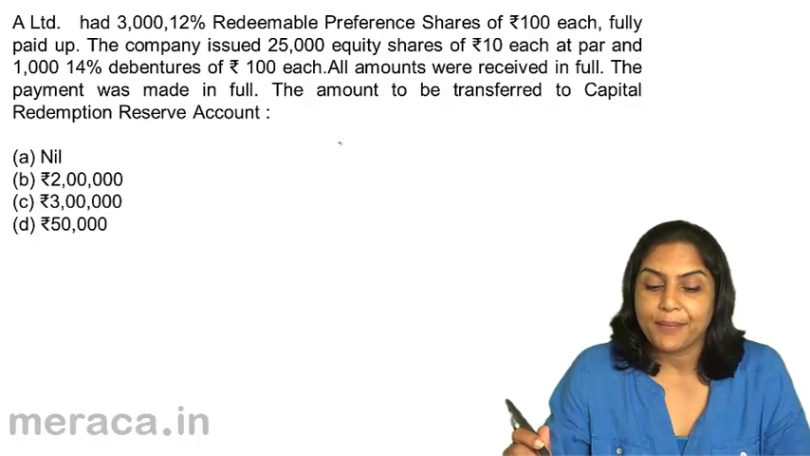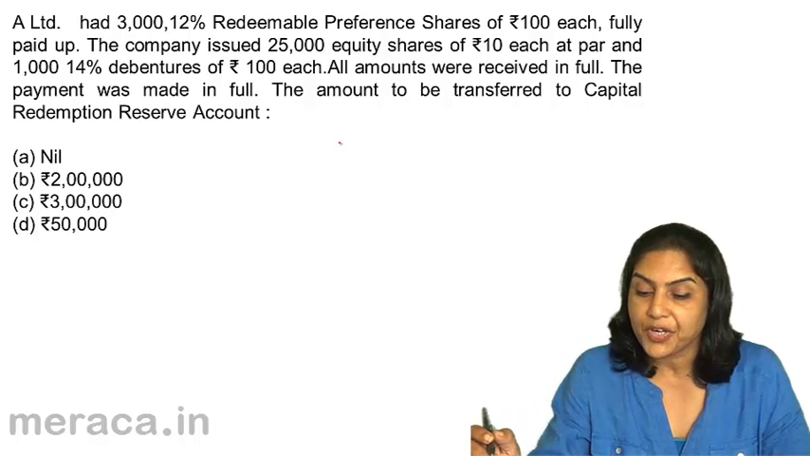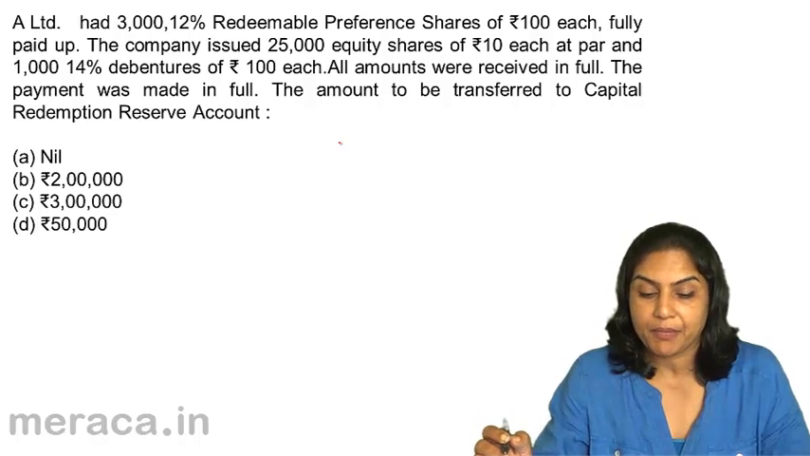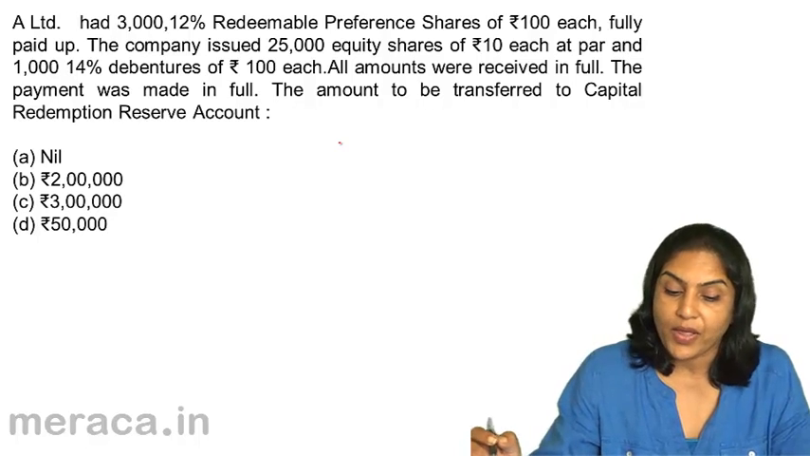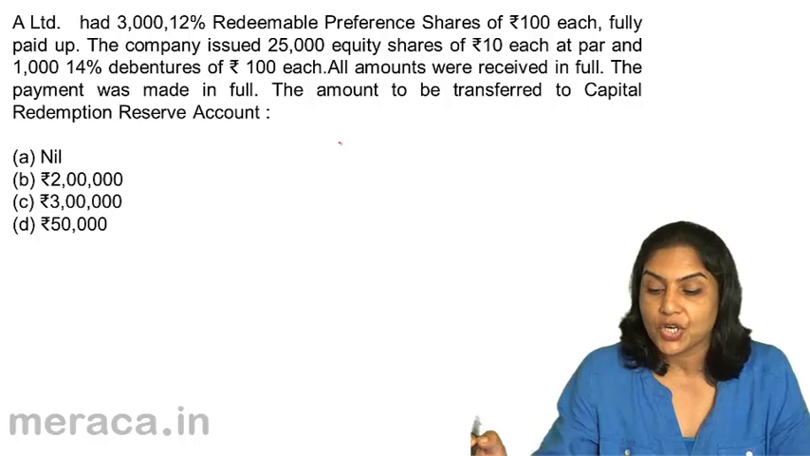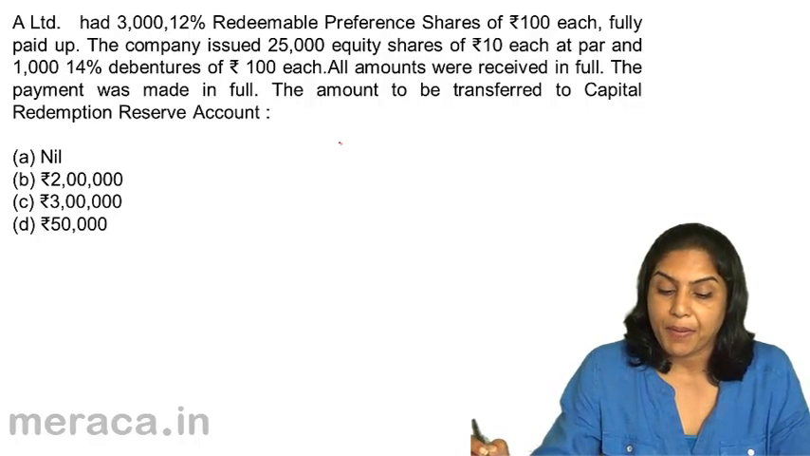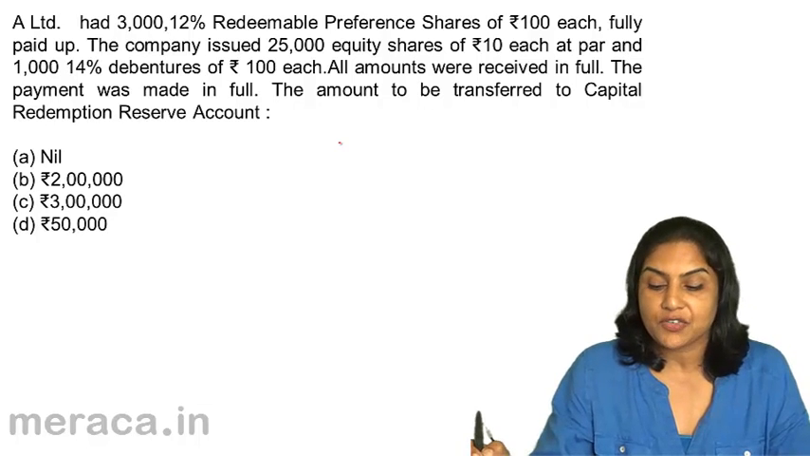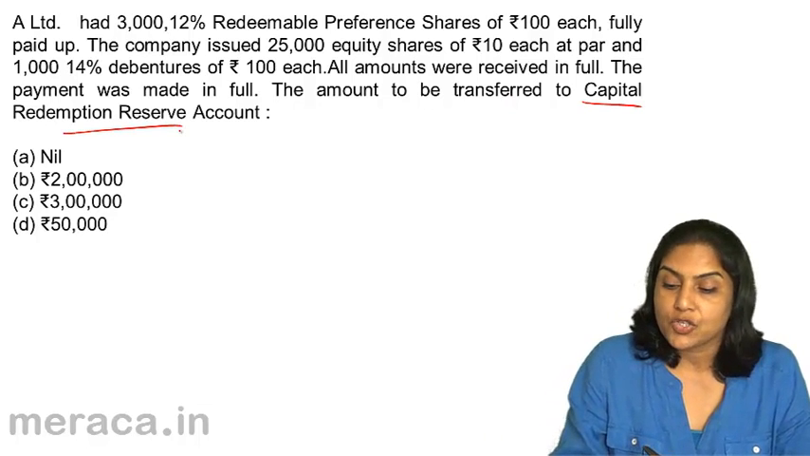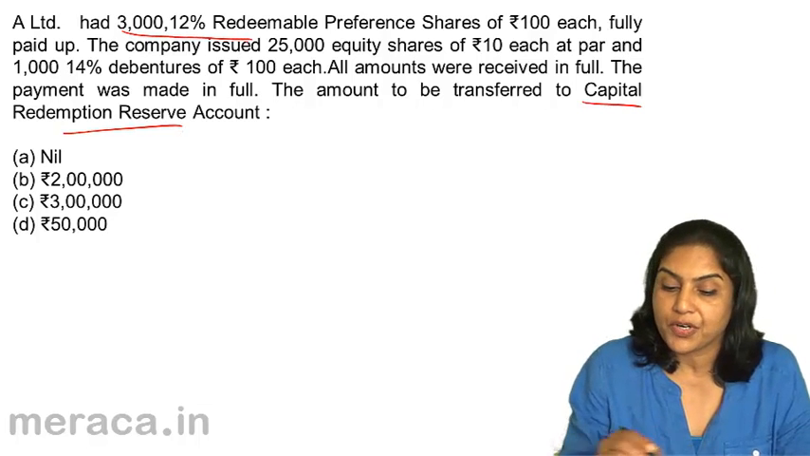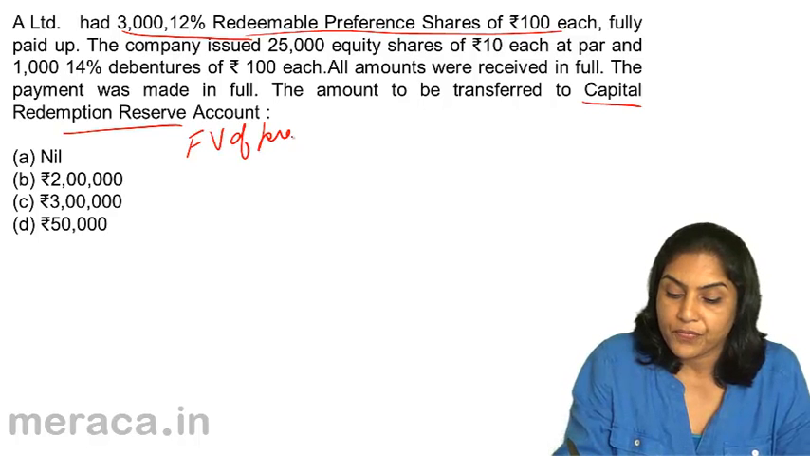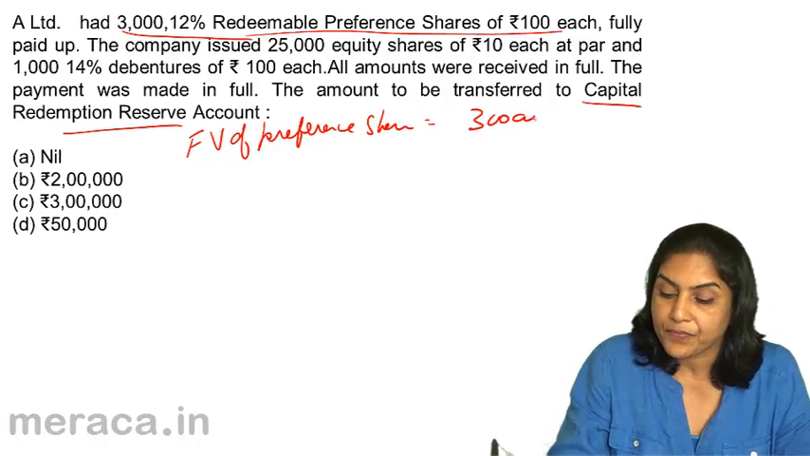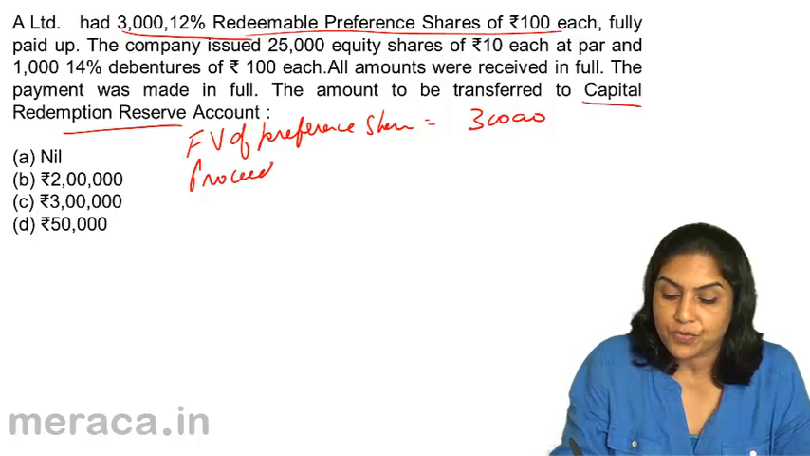Another example. A Limited had 3,000 12% redeemable preference shares of 100 each fully paid up. The company issued 25,000 equity shares of 10 each at par and 1,000 14% debentures of 100 each. All the amounts were received in full. The payment was made in full. The amount to be transferred to capital redemption reserve. So what is the preference share capital to be redeemed? It is 3,000 into 100. So face value of preference shares to be redeemed is how much? It is 3 lakh.